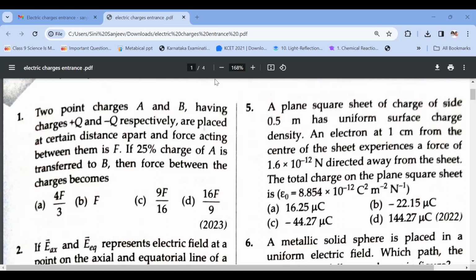Okay, fine. So I'll do this then. Since one of the students has responded that he needs help, I'll do it. Not a problem. See, it's not a difficult question. Two point charges A and B having charges plus Q and minus Q. Yeah, I think one of the students is going to give me the correct answer. 9F by 16, option C. So once I come down, I'll help you out with the process.